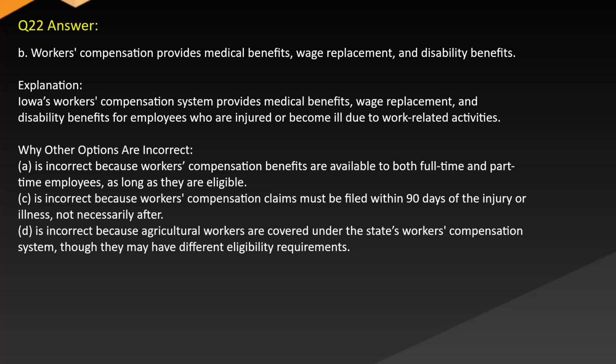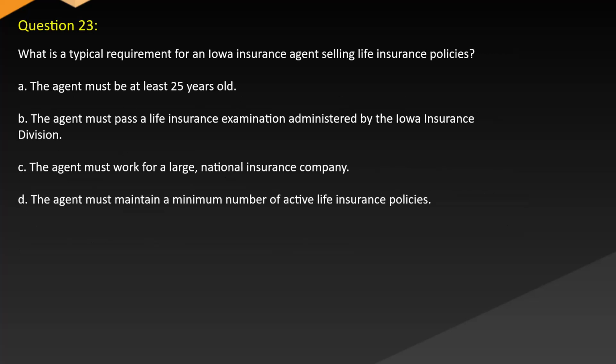Explanation. Iowa's workers' compensation system provides medical benefits, wage replacement, and disability benefits for employees who are injured or become ill due to work-related activities. Why other options are incorrect? A is incorrect because workers' compensation benefits are available to both full-time and part-time employees as long as they are eligible. C is incorrect because workers' compensation claims must be filed within 90 days of the injury or illness, not necessarily after. D is incorrect because agricultural workers are covered under the state's workers' compensation system, though they may have different eligibility requirements.